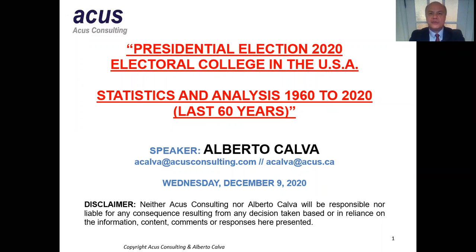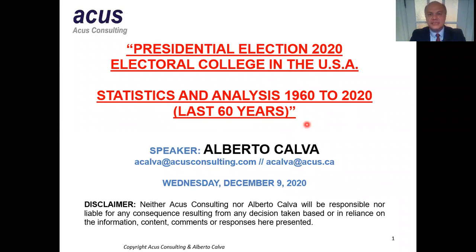We have prepared for you an analysis with some numbers and statistics about the Electoral College in the United States for the period from 1960 to 2020. This is information and an analysis from the last 60 years. The Electoral College is the one who, at the end, is going to define who's going to be the winner of the presidential election in 2020.